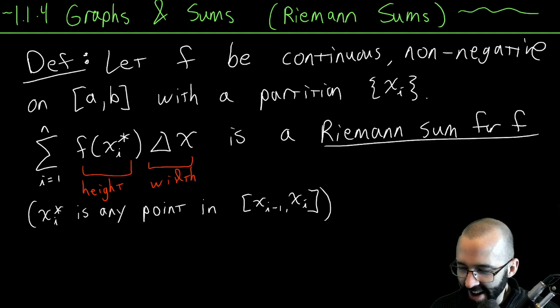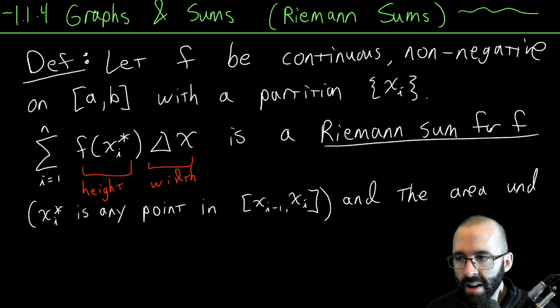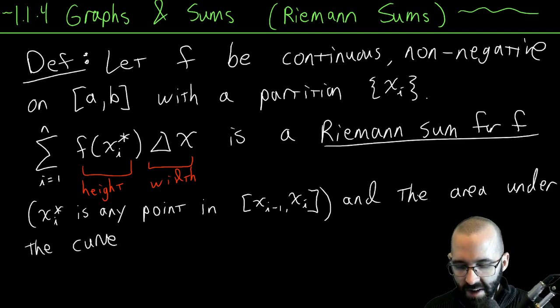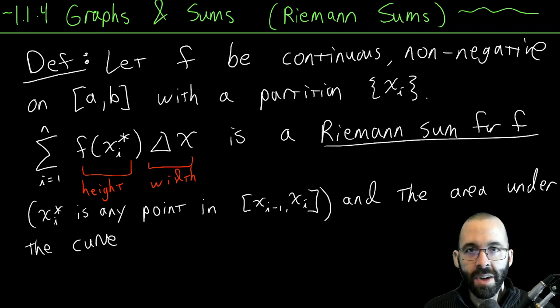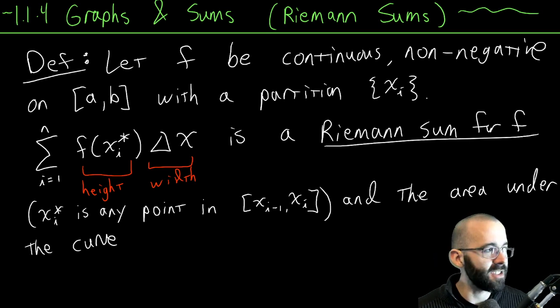All right, so then we have one more part of the definition. The area under the curve, well, it can be approximated by this, right? We just showed that in the last one, and we can approximate it. And the bigger that n is, the better the approximation. The more and more rectangles, the smaller they get, the better the approximation.